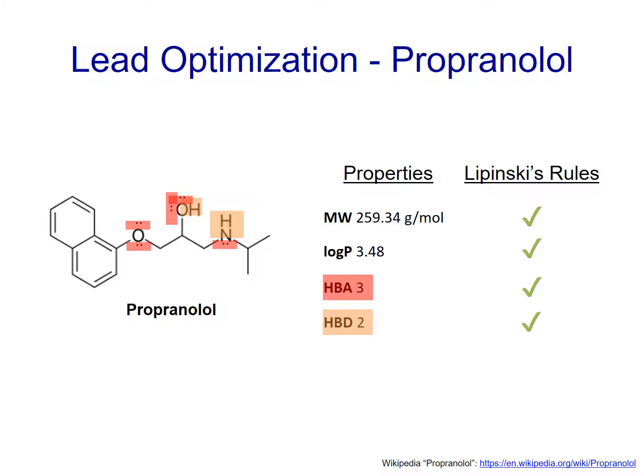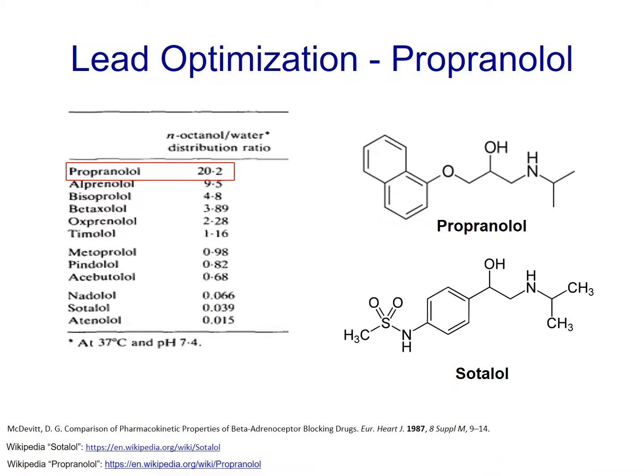Taking a look at the pharmacokinetic properties of propranolol, the molecule satisfies all of Lipinski's rules. It has a molecular weight of 259.34 grams per mole, an experimental log P of 3.48, 3 hydrogen bond acceptors highlighted in red, and 2 hydrogen bond donors highlighted in orange. Additionally, propranolol satisfies the size restrictions determined by Guida because it only contains 19 heavy atoms.